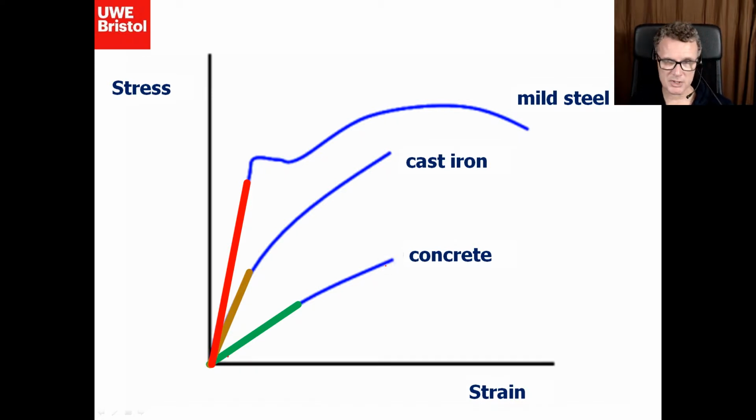The reverse is true. If you're going to try and compress concrete, it's actually quite difficult to compress. So when you're designing stuff and using concrete, you want it to be under compression and not under tension. Cast iron is, I suppose, the starting point for steel.